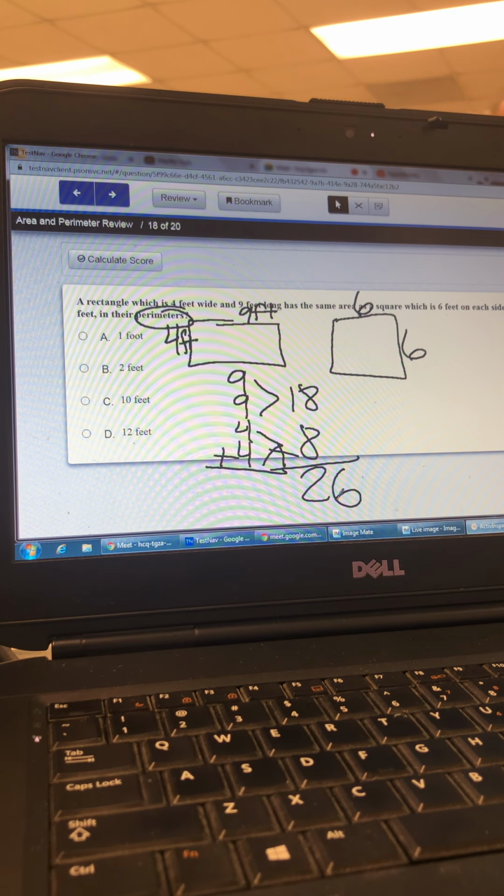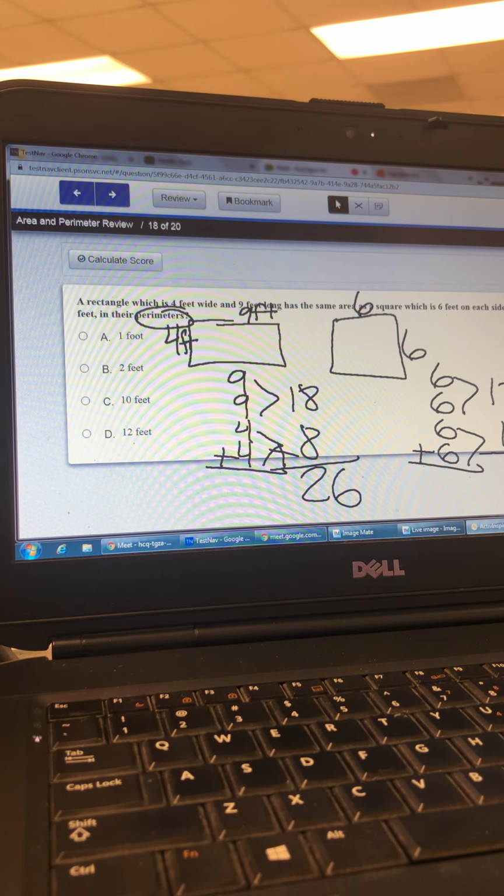And then the perimeter of the square is 6 plus 6 plus 6 plus 6. 6 plus 6 is 12, 6 plus 6 is 12, 12 plus 12 is 24. But I need to know the difference. So now I need to say 26 minus 24, which would give me 2. Very good.